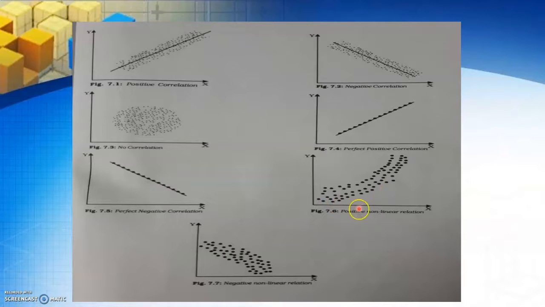And this is an example of positive nonlinear correlation, and this is an example of negative nonlinear relation. There is no line, so this is a negative nonlinear relation.